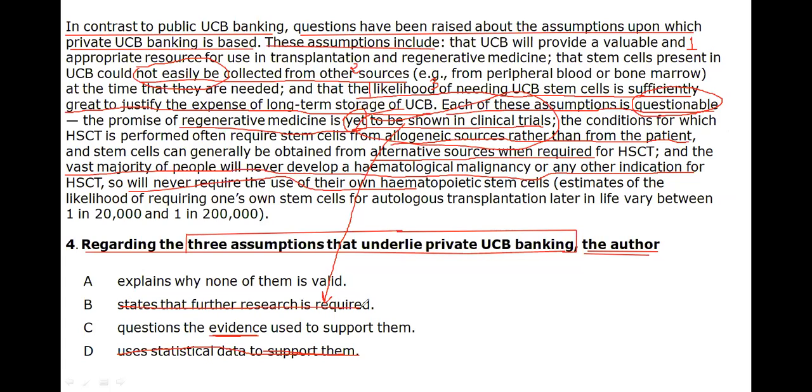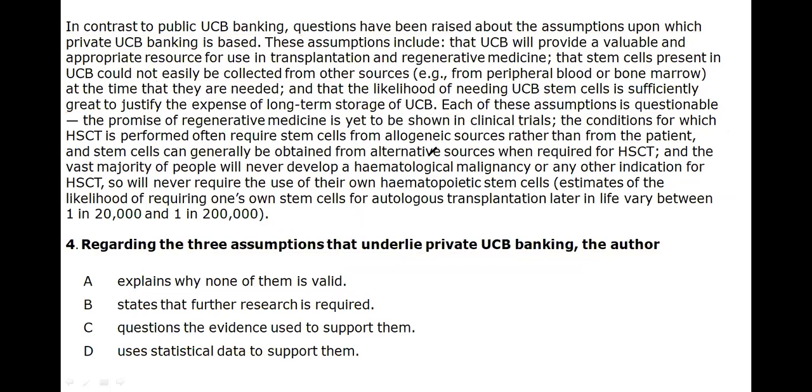Okay? And questions. This is very catchy because here also the writer says in the beginning that the questions have been raised. And here also it is saying each of these assumptions is questionable. But option C does not summarize what the writer has said in the paragraph because the writer has also given the arguments why he thinks they are questionable. Right? So it explains why none of them is valid.